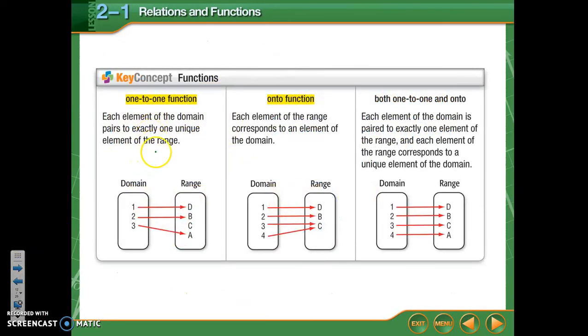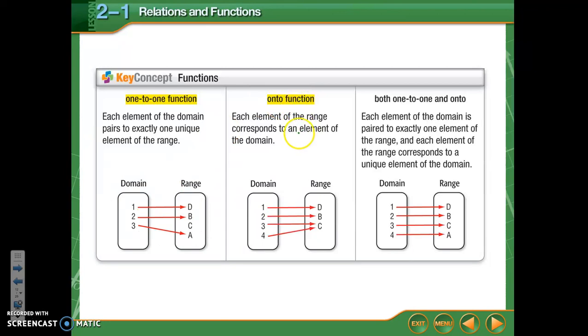There are two other kinds of functions that they talk about in this section. The first one is called a one-to-one function. This means that neither x nor y repeats. So each element of the domain is exactly with one of the range, and the range cannot be used more than once. So it's kind of like vice versa. So each x and each y is only used one time.